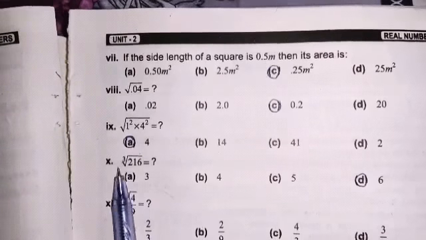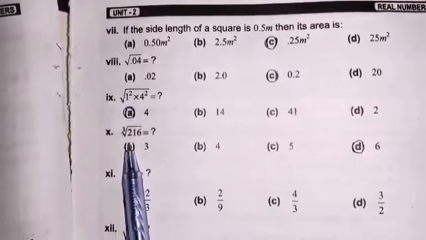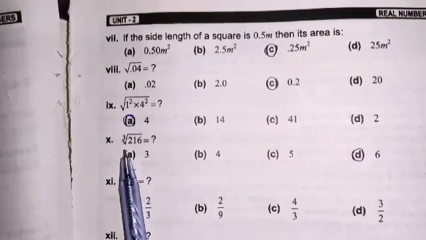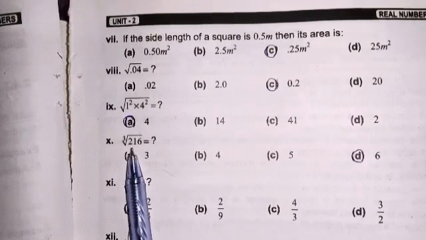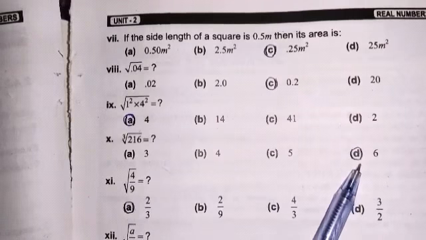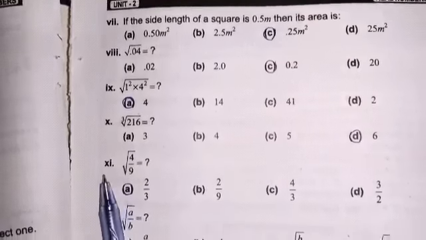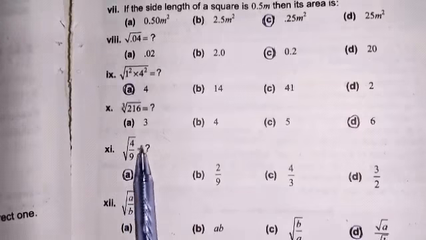Our next is cube root of 216. When we find the cube root we have to find the factors. After finding the factors we combine the numbers with respect to the power of 3, and the correct option is 6, which is D.